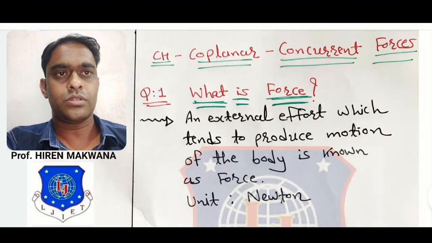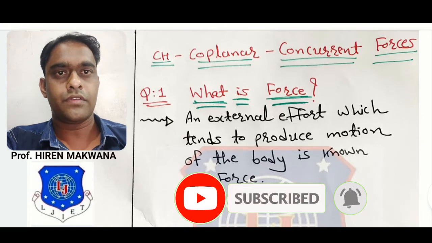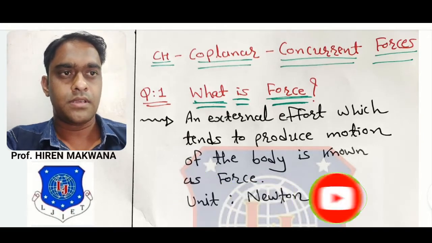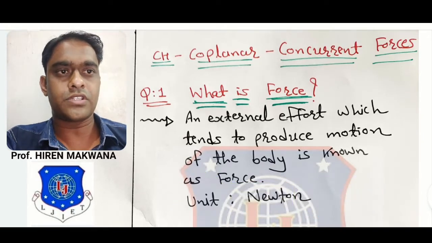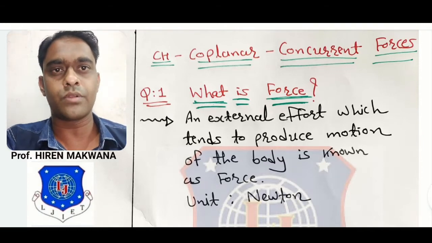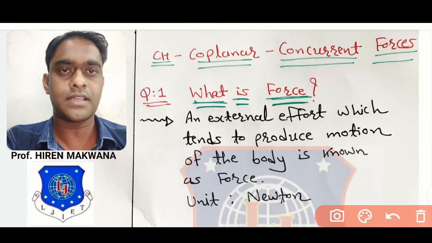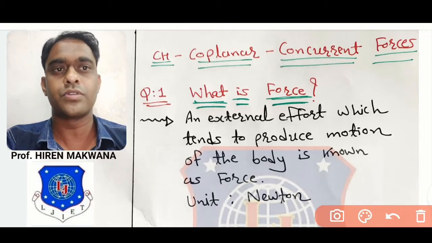Okay, so this is our chapter, coplanar concurrent forces. Question 1. What is force? An external force which tends to produce motion of the body is known as force. Unit of the force is Newton. It means when any external force is applied on the body, it starts motion. This external effort is known as force.